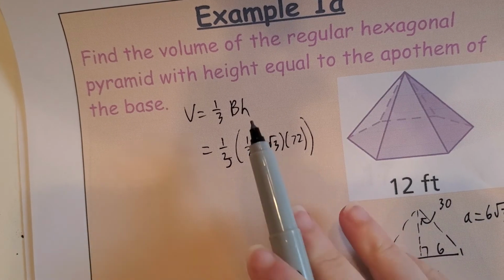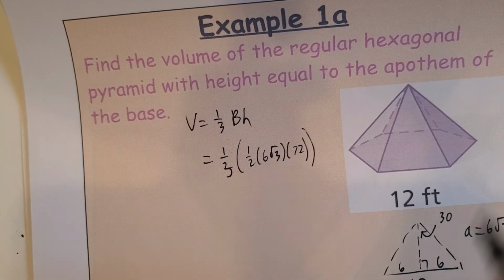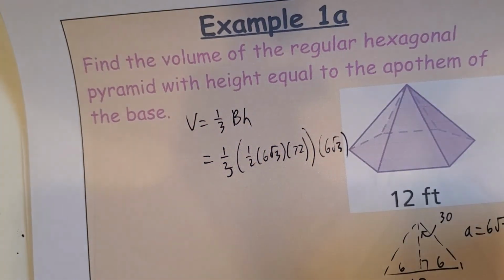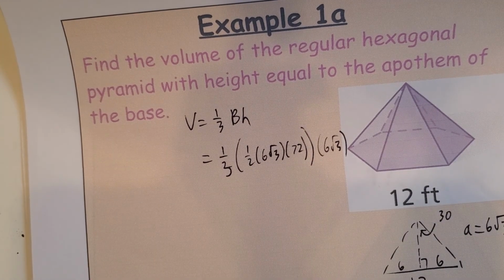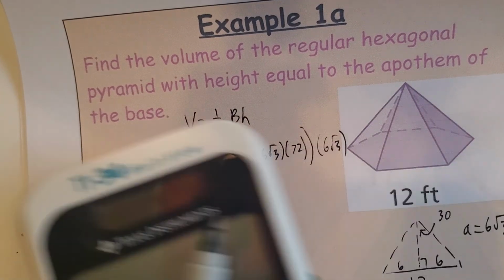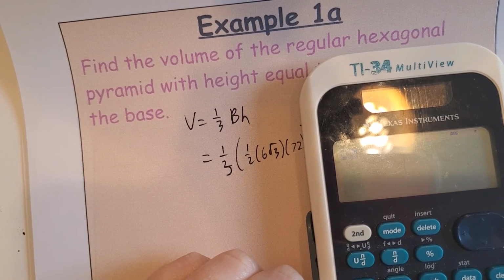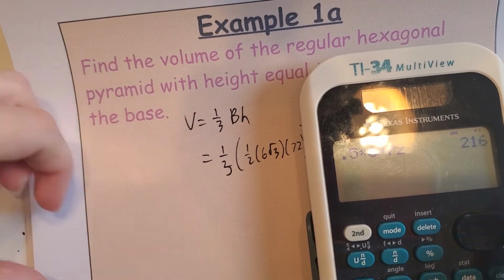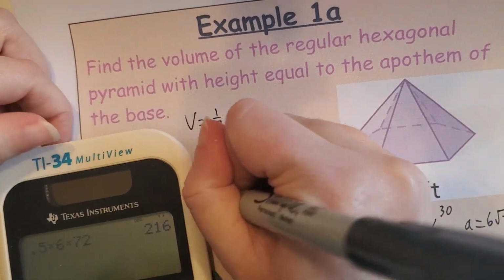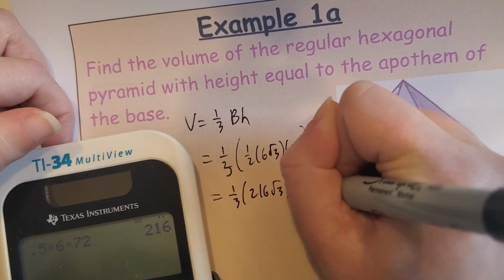But what's the height? Well, it said in the problem that the height is equal to the apothem of the base. So since we got the apothem is 6√3, the height of the whole thing is also going to be 6√3. All right? So we'll leave the √3s in there for now. Because there's 2 of them, it looks like they're going to end up canceling out at the very end. But half of 6 is 3. You know, actually, let me just plug all this in my calculator instead of me rambling. 0.5 times 6 times 72 is 216. So the area of the base is 216√3 times 6√3.